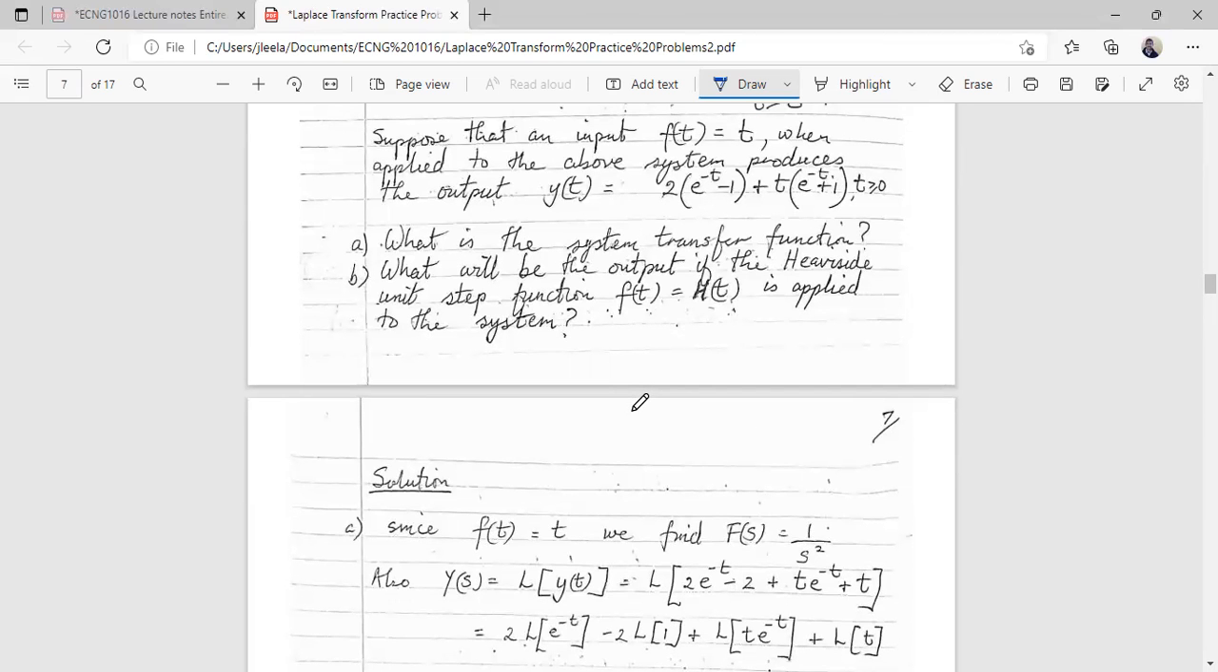So first of all, f(t) is equal to t. So which means F(s) is the Laplace transform of t, which is 1 over s squared, right? So this is your y(t). 2 into, you could expand this, you could write 2e to the minus t minus 2 plus te to the minus t plus t.